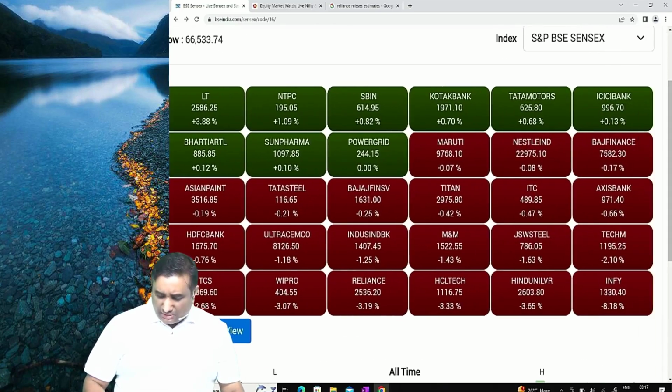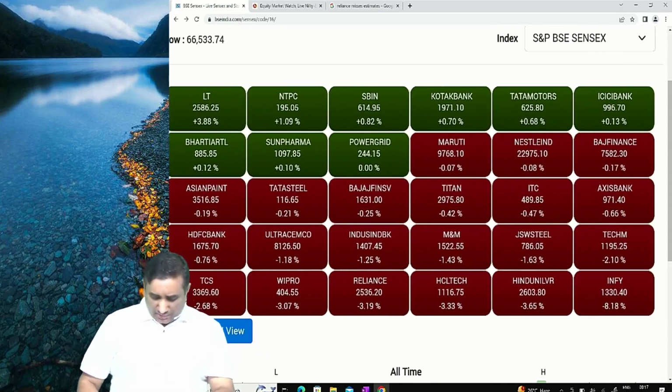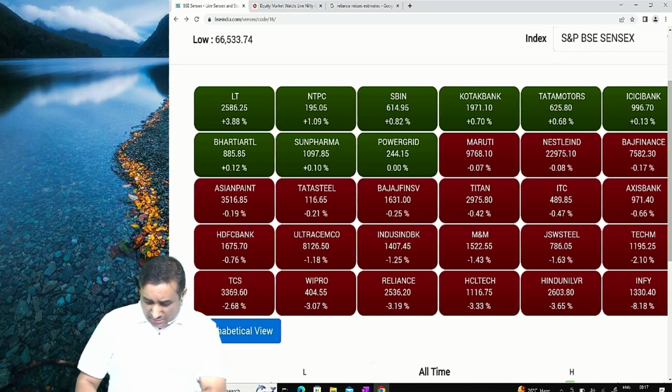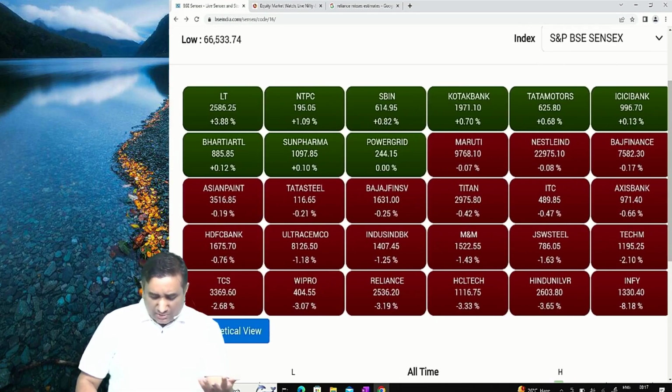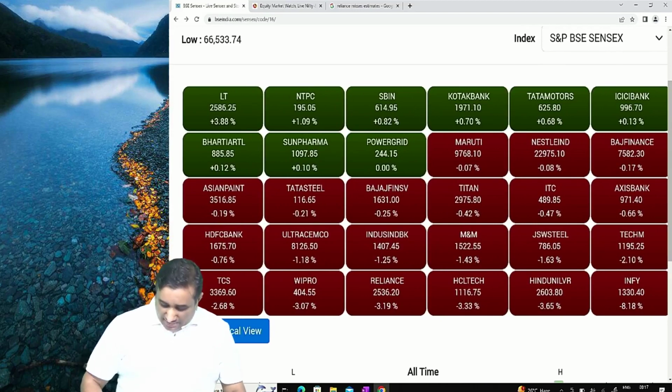I think Vedanta also reported numbers. Vedanta, since it's not part of the index here, I'm not discussing it. Vedanta also reported numbers; what kind of numbers came, I don't know. Is it fine? So that was our basic purpose of it.